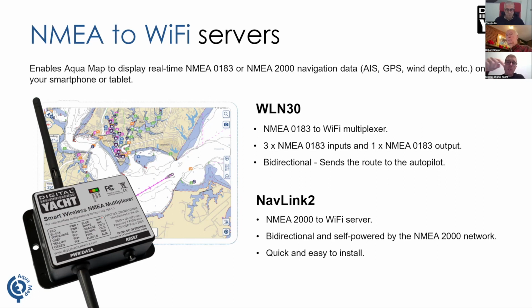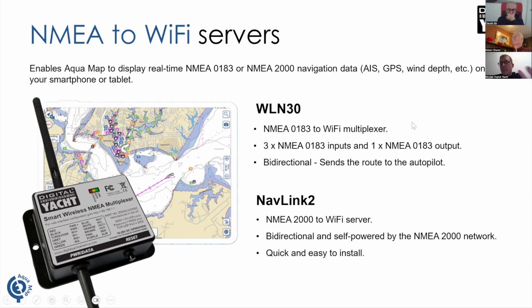You just connect the NMEA 2000 cable to the NMEA 2000 network. It will take its power. That's it, job's done. Then our units will create their own local, password-protected Wi-Fi network. You enter the password and turn on AquaMap, and all your navigation data will be displayed on AquaMap. However, if you don't have an NMEA 2000 network on board, and you have a range of different sensors from old SeaTalk, Raymarine or Furuno whatsoever, then you will need a WLN30, which is an NMEA 0183 to Wi-Fi.